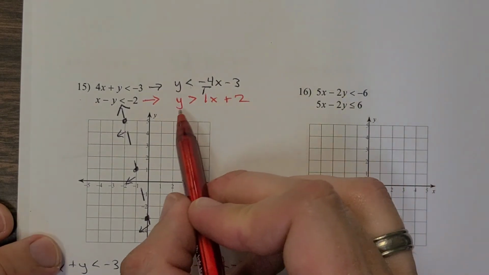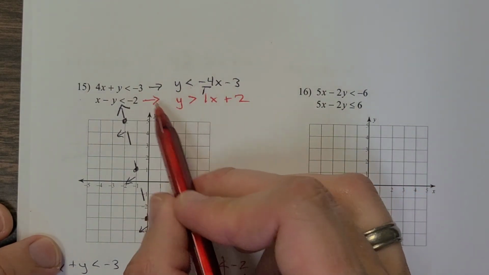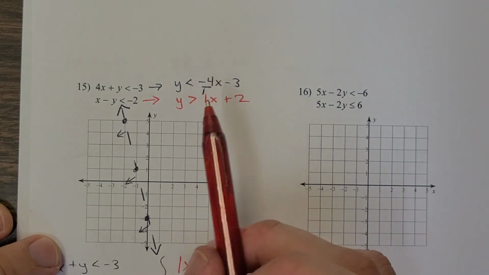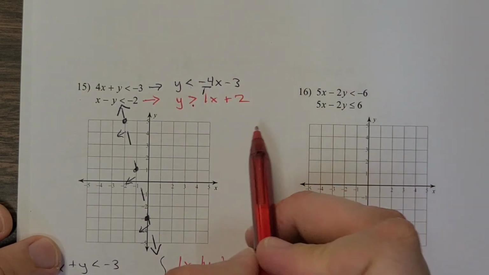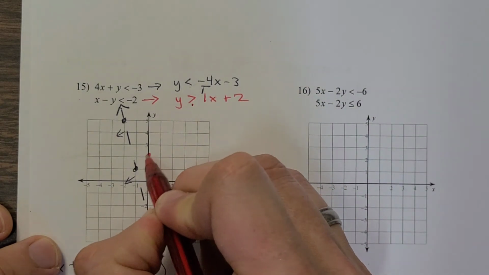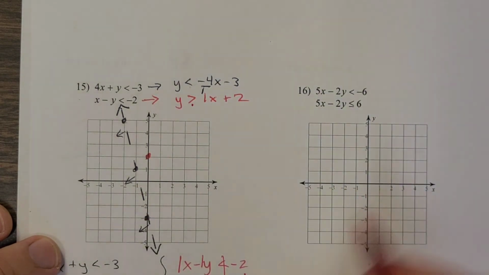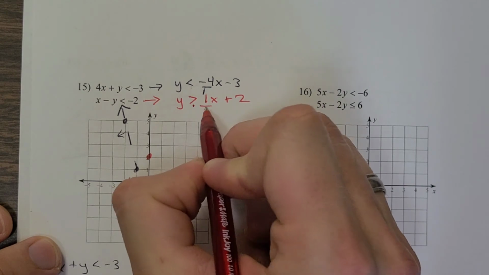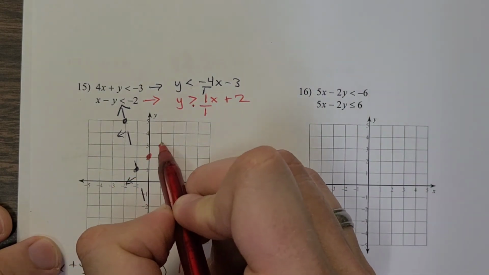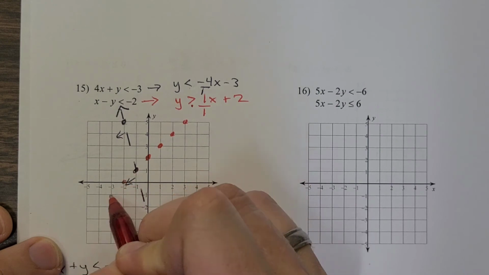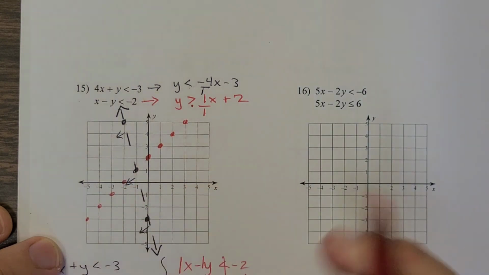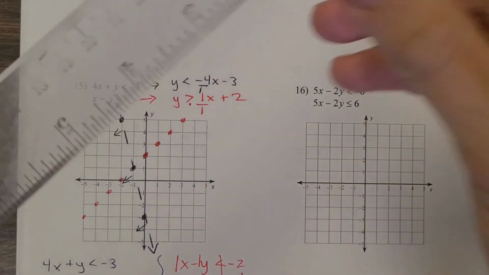I'm going to move on to this red inequality. If I ever accidentally call these equations, I'm sorry. These are not equations. These are inequalities. Okay. This one starts at a positive 2. I have a slope of 1 over 1, so up 1, right 1, up 1, right 1, up 1, right 1, down 1, left 1, and so on. You can fit a whole bunch of dots.